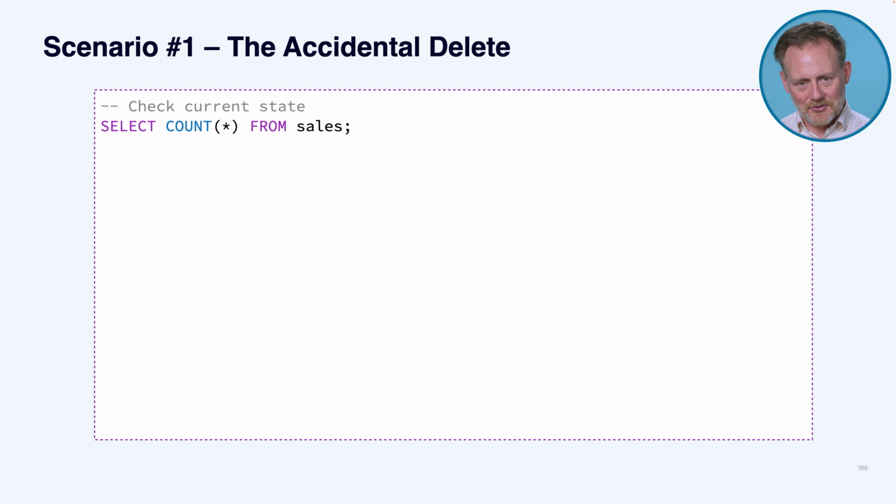Let's look at some real world scenarios where time travel saves your bacon. So fast forward a month, business is booming, sales are flowing, everything's great. Then somebody runs a delete and they forget what a good thing predicates are. It's a delete and there's no where clause. There are consequences.